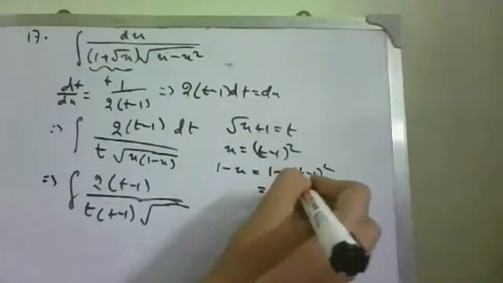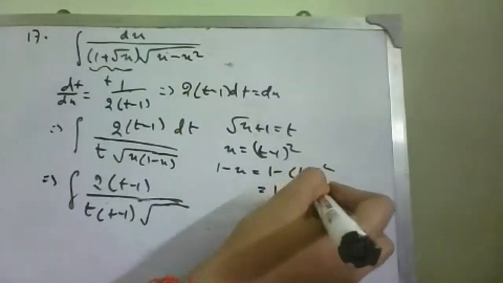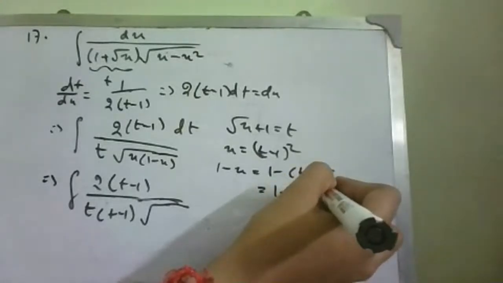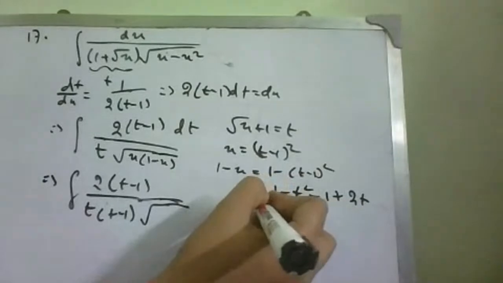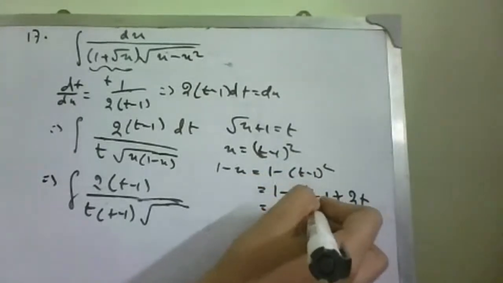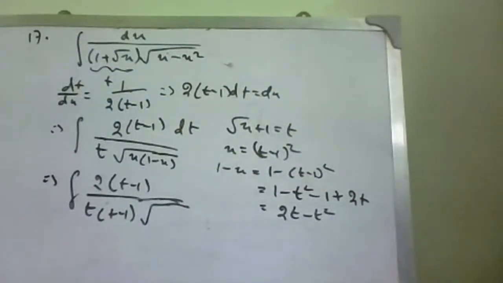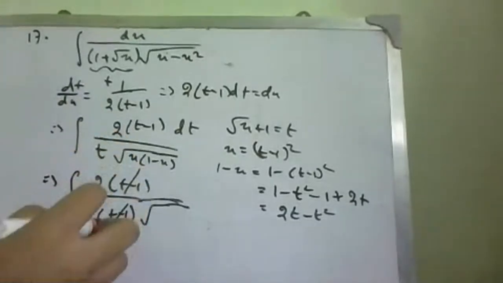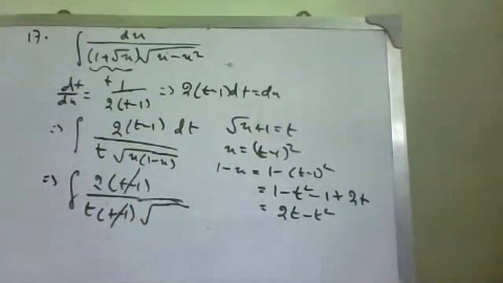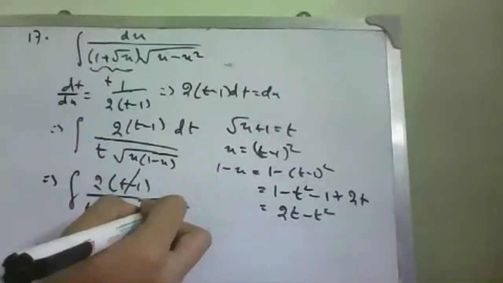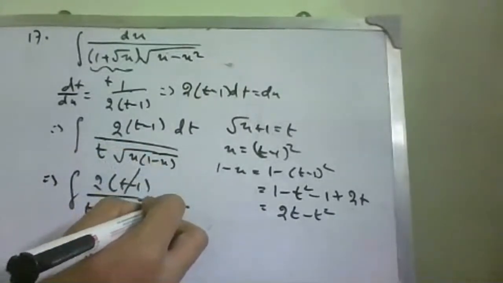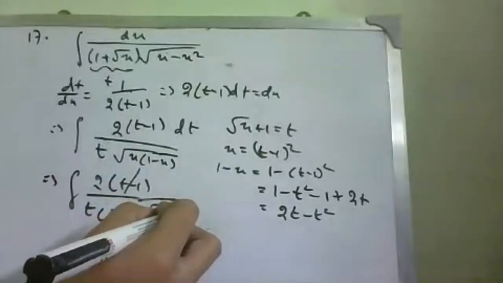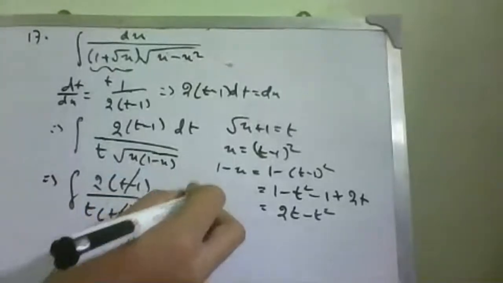1 minus t square minus 1 plus 2t. So it is 2t minus t squared. So this thing and this thing are getting cancelled, and we are left with 2t minus t squared dt.